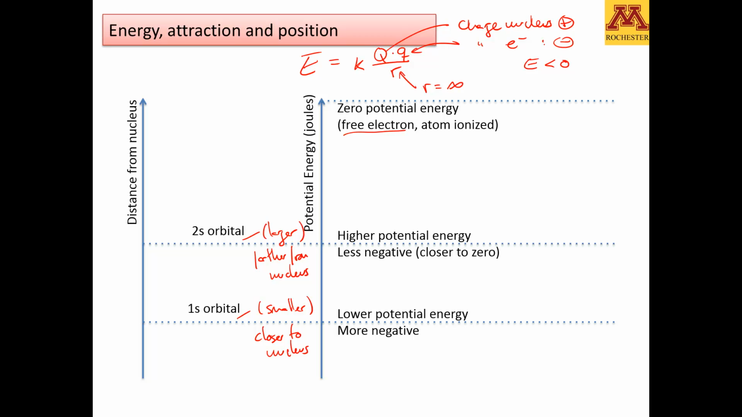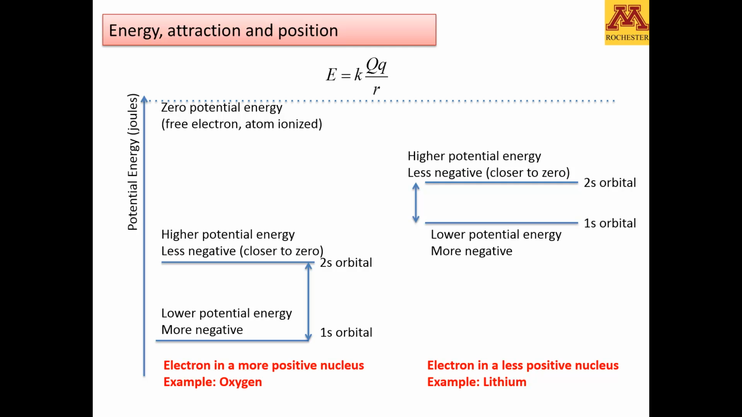Okay. So here you have your s orbital. Because it's closer to the nucleus, this R will be smaller. That means this energy will be more negative. In other words, it will have a lower potential, and the 2s will have a less negative energy, closer to zero. How does that look using the graph that we've been using so far?